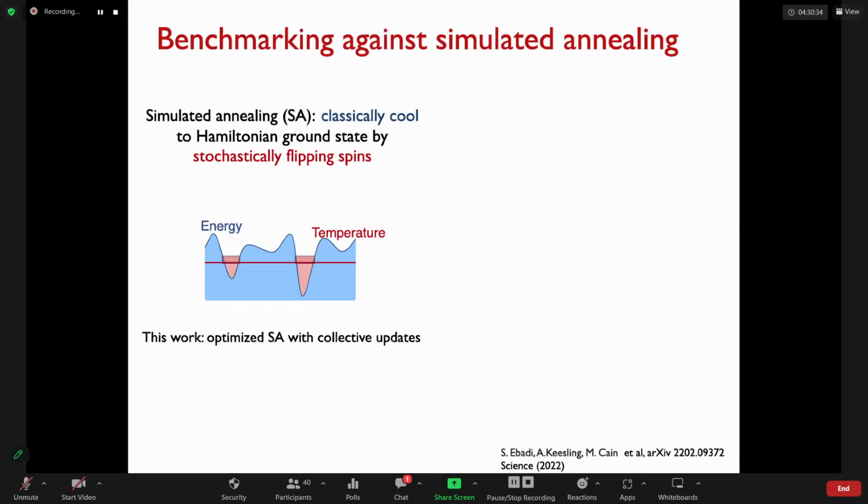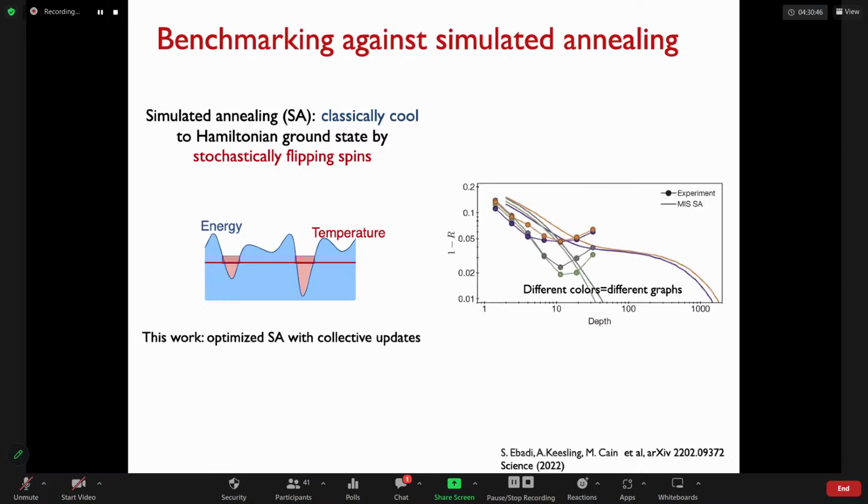There are many versions of simulated annealing. To make a fair comparison, we tried to optimize the simulated annealing, and in this case we used something called collective updates. Then we can take the graphs and give them to a quantum machine or to a classical machine and compare how they perform. This is the error, plotted as 1 minus approximation ratio, for four different graphs, with different colors corresponding to different graphs, as a function of depth, how long you run this algorithm.